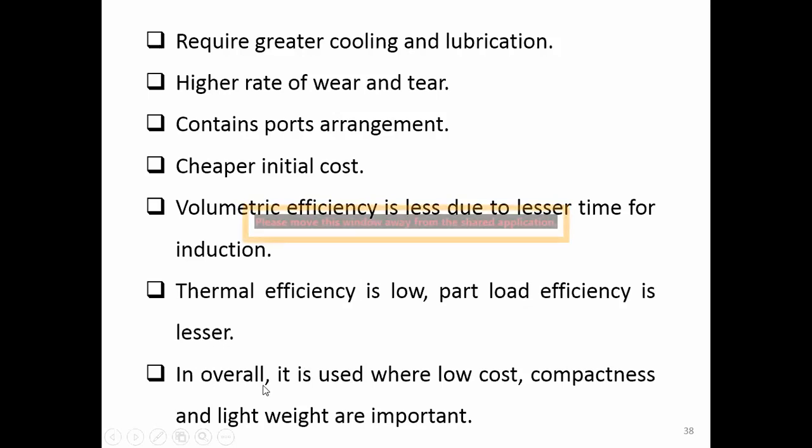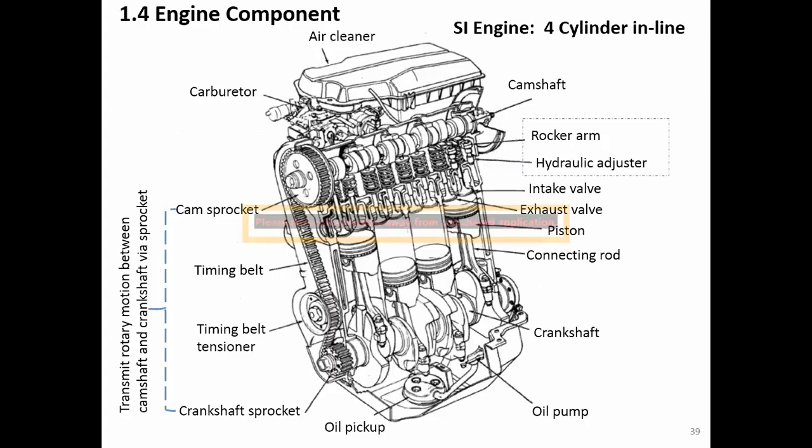Okay. So overall, if you consider using the two-stroke engine, you use it when you have less money, right? Because it's low cost. You use it because your space is so limited, so you look for compactness. And you use it because you don't need a bigger support for the engine, since you require the light weight of the engine. Okay, so that is the engine operating cycles for both four-stroke and two-stroke engines.